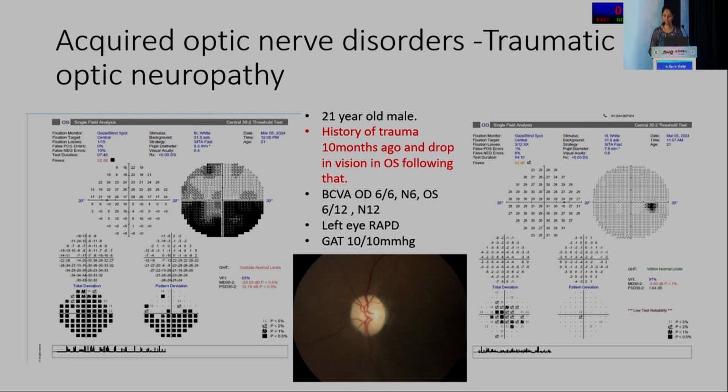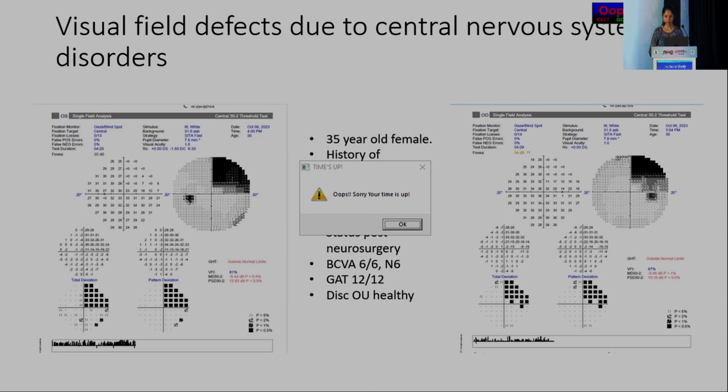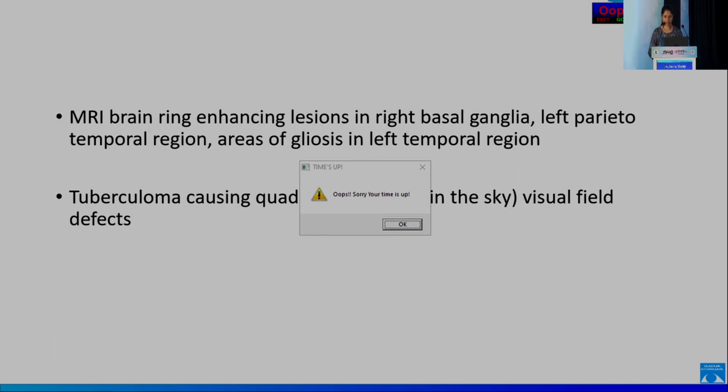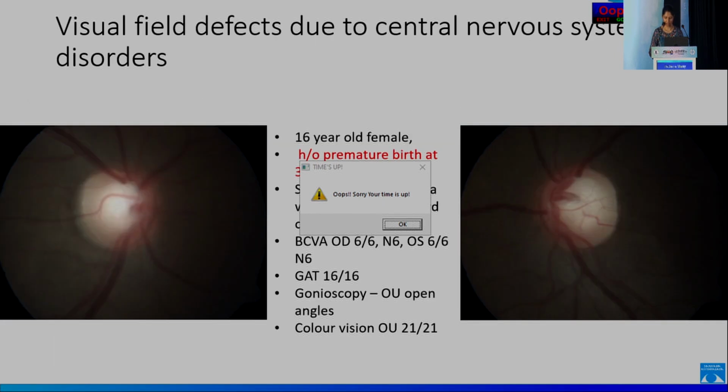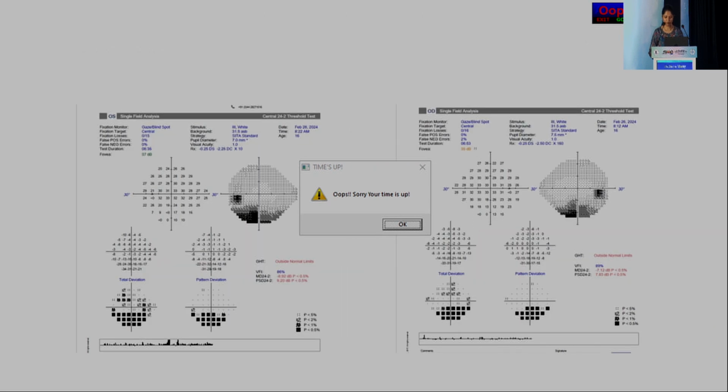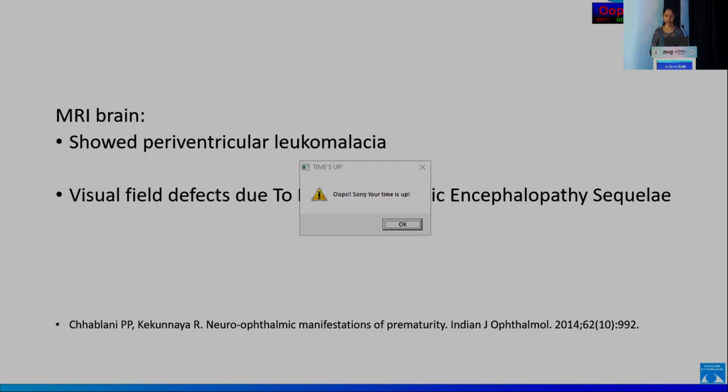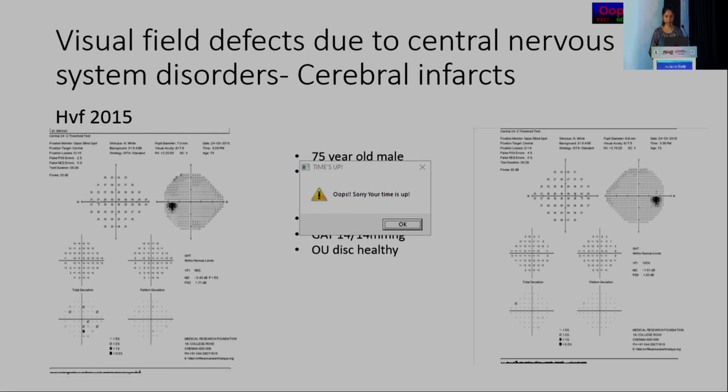This is a visual field test of a 21-year-old with a history of trauma showing inferior defects secondary to traumatic optic neuropathy. Other causes can cause similar field defects like glaucoma, and this is a pie in the sky appearance in a patient with tuberculoma. This is a 16-year-old female with both eye discs showing pallor and symmetrical defects in the inferior hemifield in both eyes. MRI brain showed periventricular leukomalacia, so the defects are suggestive of hypoxic ischemic encephalopathy.